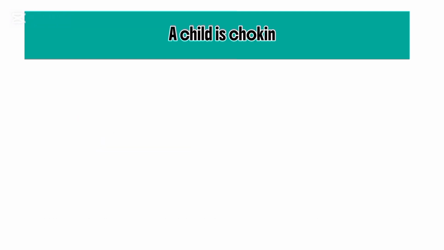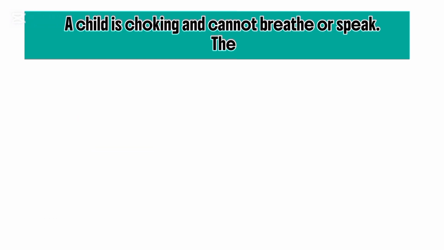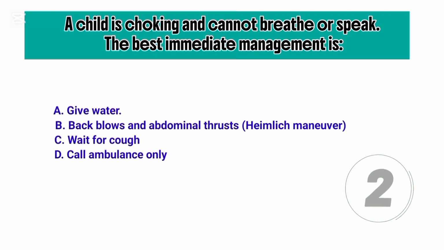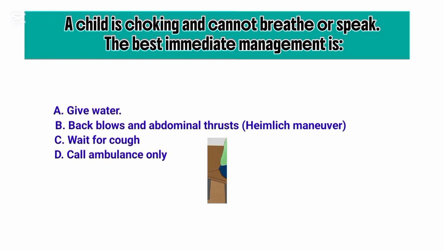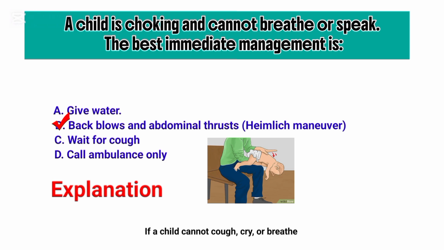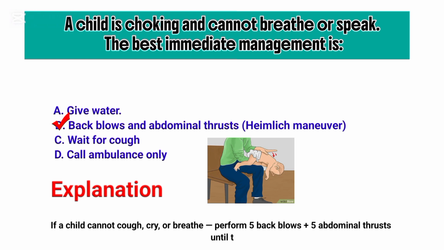A child is choking and cannot breathe or speak. The best immediate management is. Correct option B. Back blows and abdominal thrusts, Heimlich maneuver. Explanation. If a child cannot cough, cry, or breathe, perform 5 back blows plus 5 abdominal thrusts until the object is expelled. Never try to remove it blindly with fingers.